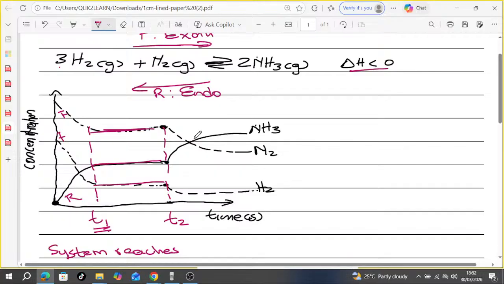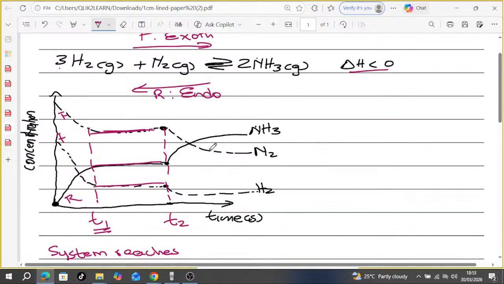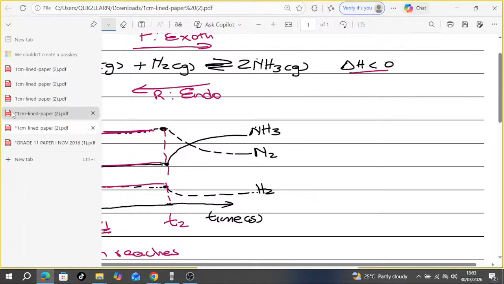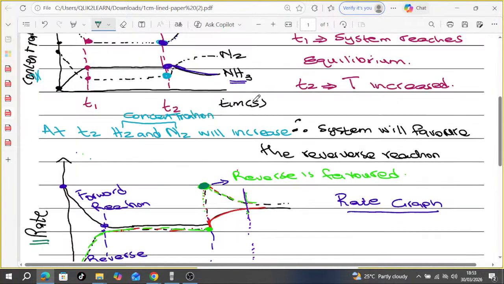So that's very correct. The forward reaction is favored. Why? Let's just do this, because even if you know the best thing to do, even if you understand something, you still have to do it 100 times.